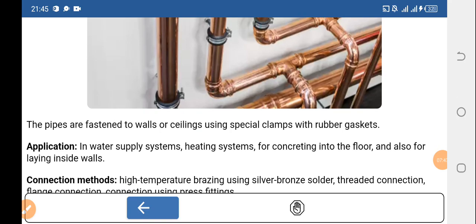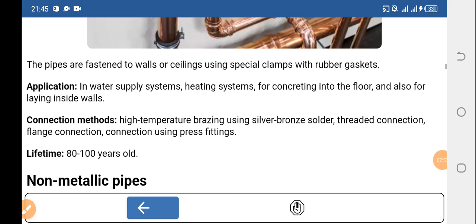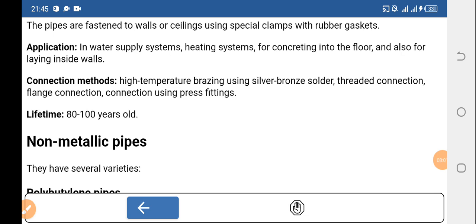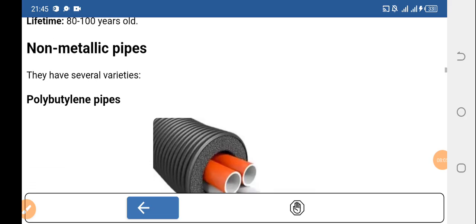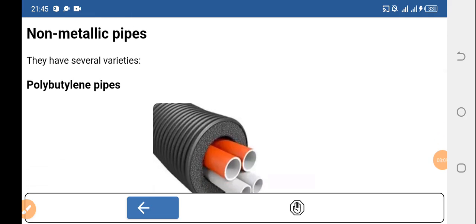the development of what we call patina. Patina is a chemical that can be produced from the copper pipe. It's in green color. Application. Copper pipe is used in water supply system, heating system, or concreting into the floor, and also for laying inside the wall.